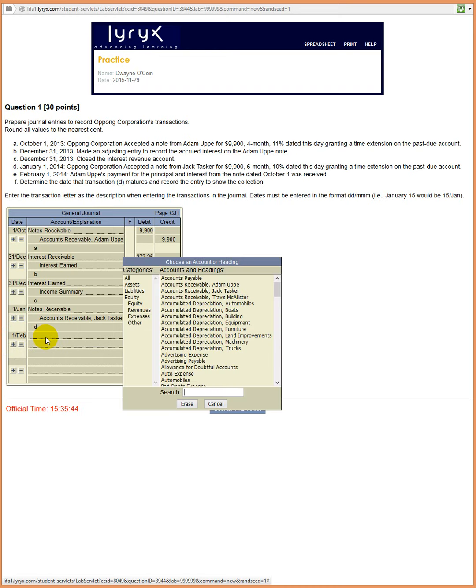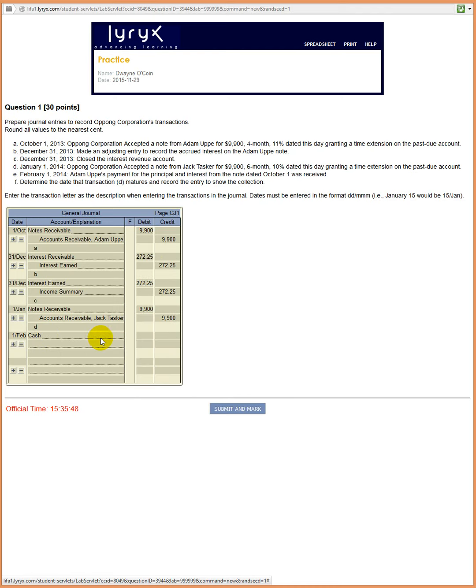Then on the 1st of February, Adam pays us. So we're going to get some cash. The amount of the cash is 9,900 for the principal, plus the amount of interest, 9,900 times 0.11 times 4 out of 12. That's the total amount of time that's been outstanding.